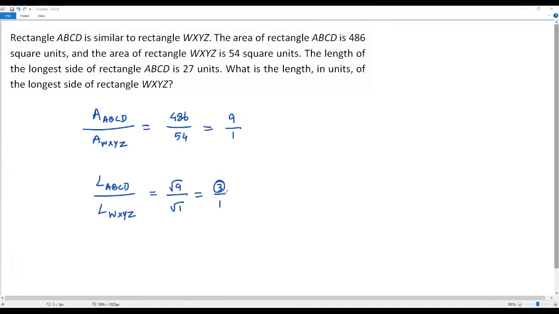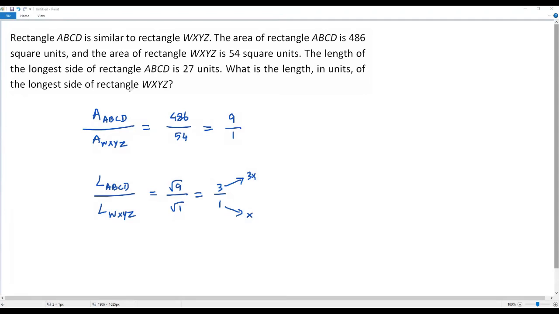Now, from the terms of this ratio, if I want to get the longest sides of the two rectangles, I have to multiply both the terms of this ratio by the same non-zero number, say x. When I multiply this 3 by x, I am getting 3x, and when I multiply this 1 by x, I am getting x. So this 3x gives the longest side of rectangle ABCD, and this x gives the longest side of rectangle WXYZ.